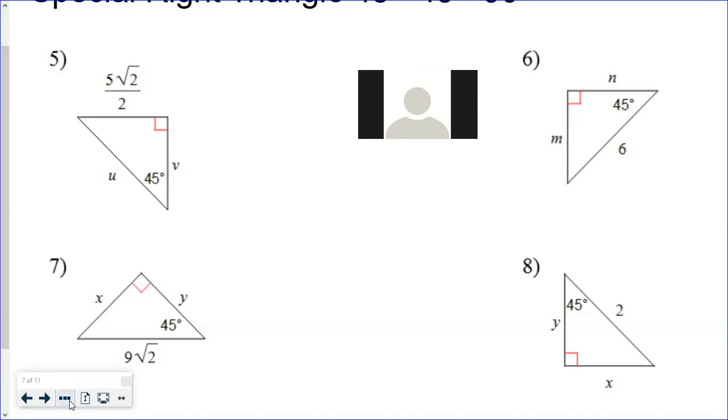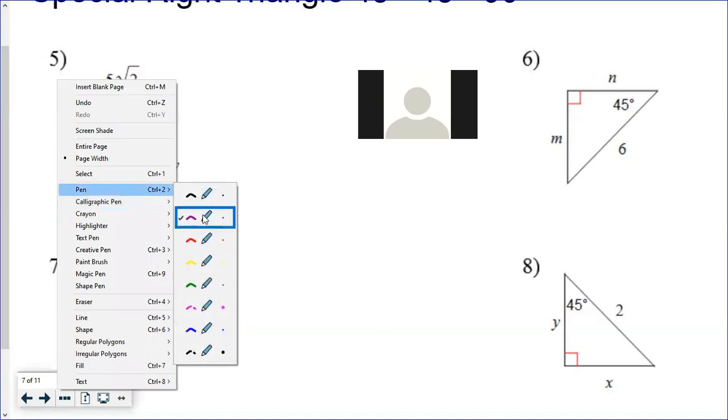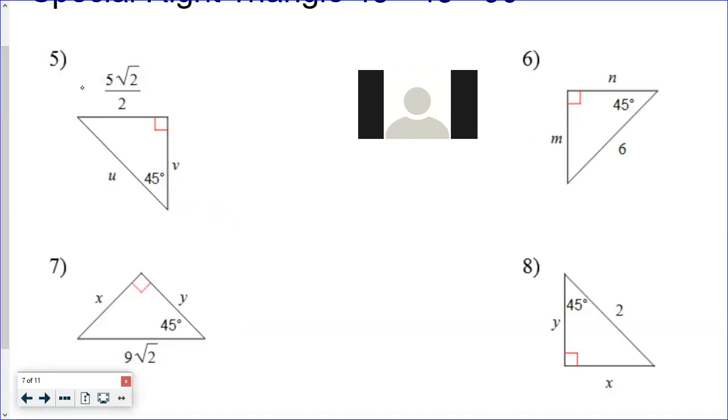Now, you might think it looks scary because it's a fraction, but I need you to just tell me, first off, what are we given on number 5? Are you given the leg or the hypotenuse? The leg. Okay. Now, if one of the legs is 5 square roots of 2 over 2, what does that mean the other leg is? The same thing. The same, right? Because it's isosceles. Good job. So that's 5 square roots of 2 over 2.